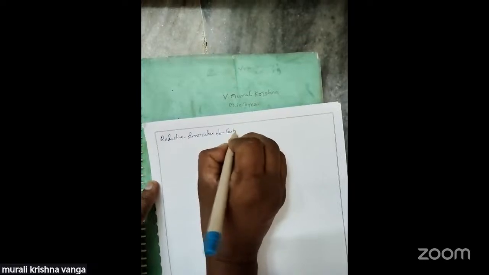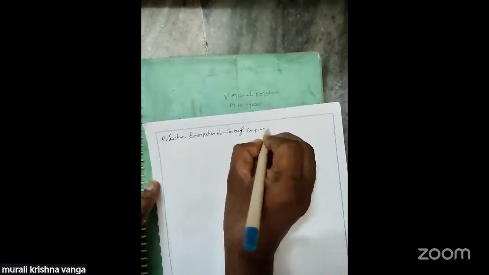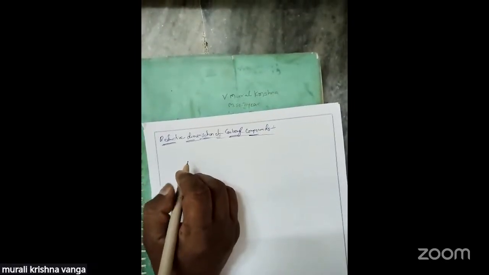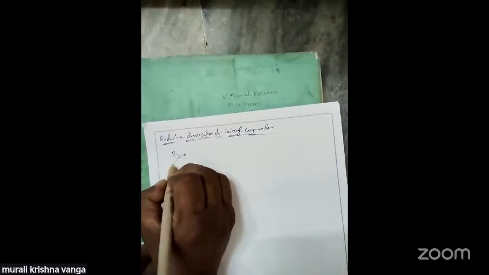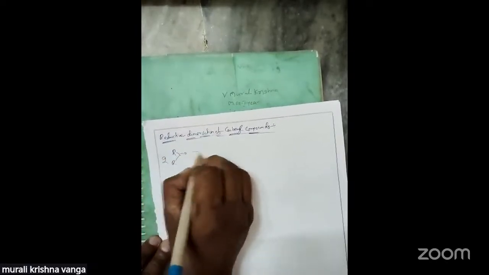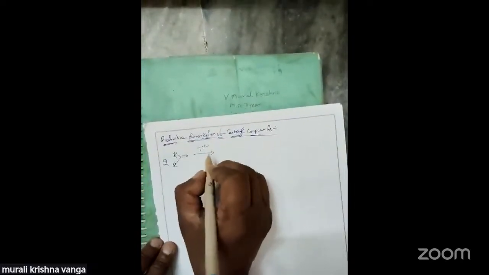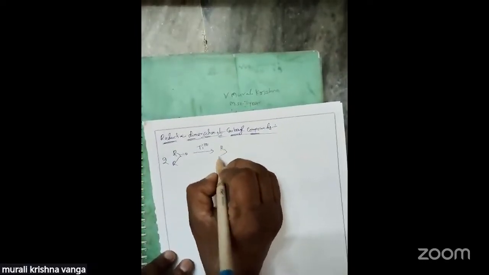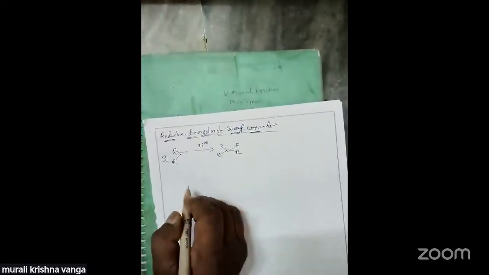Carbonyl compounds: reductive dimerization of carbonyl compounds. When two moles of carbonyl compounds are treated in the presence of titanium zero metal, they undergo reductive coupling, giving alkenes as the major product.